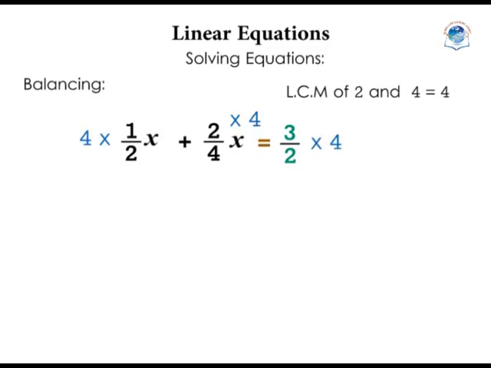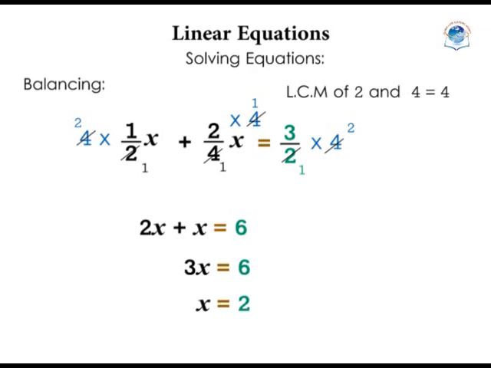If we cancel that, by 2, 1, by 2, 2. By 4, 1, by 4, 1. And by 2, 1, by 2, 2. And so we have 2x plus x is equal to 6. 3x is 6, and therefore x is equal to 2.